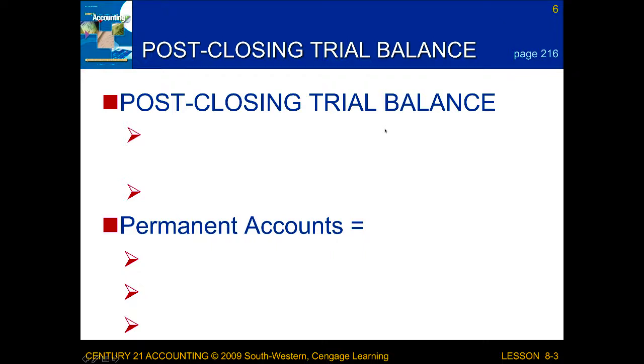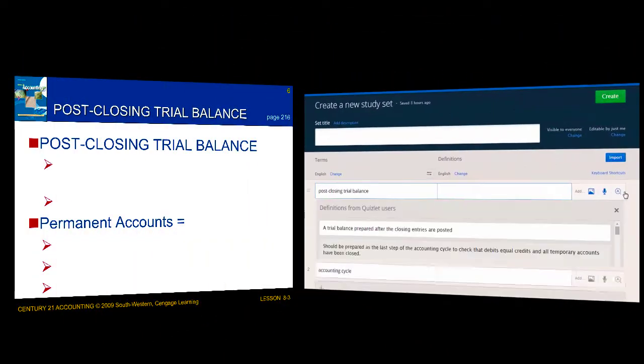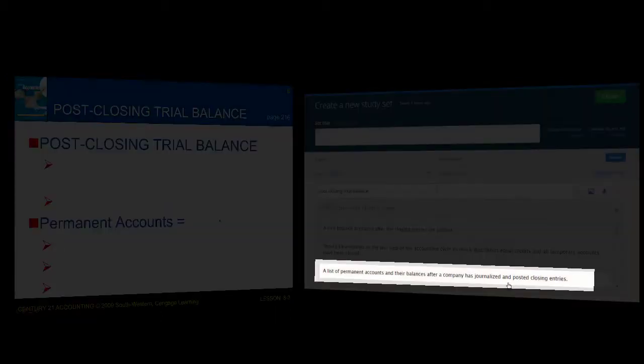And that is to find our post-closing trial balance. If you're using Quizlet, we can head over to Quizlet. So if we use our auto-define right here for post-closing trial balance, certainly the first two are okay, but the third one is the one I want you to use, a list of permanent accounts.